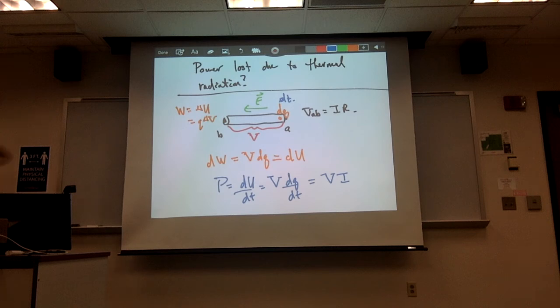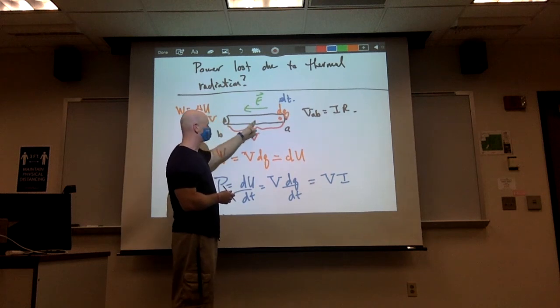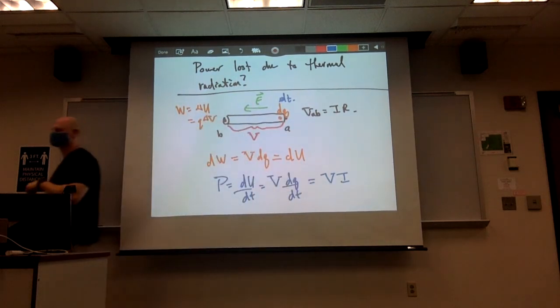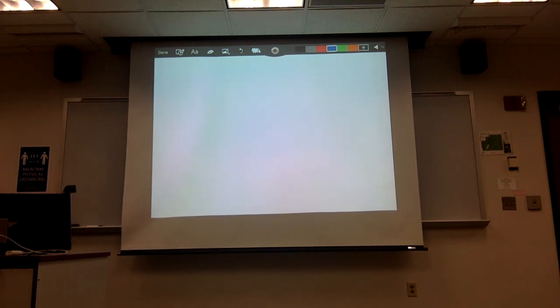So what this says then is that the power delivered by the battery, or in this case by the electric field, to my electrical element is simply going to be equal to the potential times the current. So this is the power which is being delivered. Now, conservation of energy says that the power delivered must also be equal to the power which is lost by this electrical element. Which means that my power which is being lost is simply equal to the potential times the current.